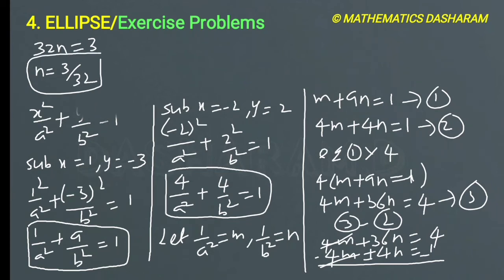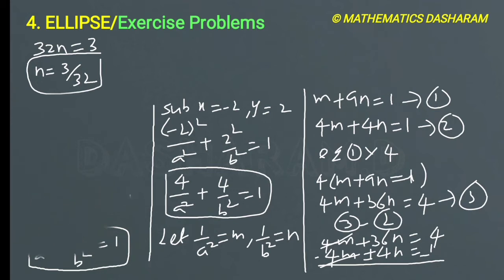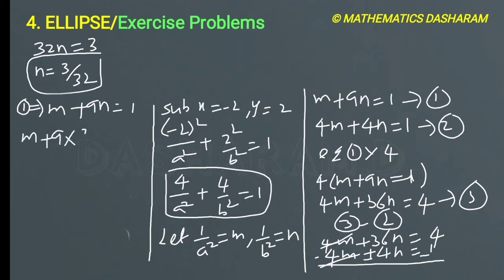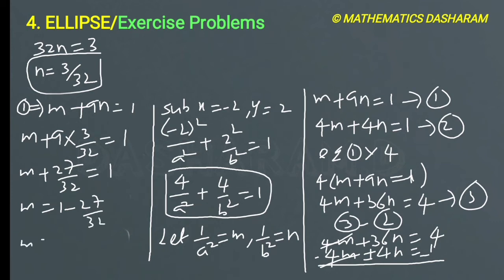Let's substitute the n value in either equation 1, equation 2 or equation 3. I am substituting in equation 1, that is m + 9n = 1. So m + 9 into 3/32 equals 1. m plus 9 3s are 27, divided by 32, equals 1. m equals 1 minus 27/32. Here the LCM is 32, so 32 minus 27. Then m equals 5/32.